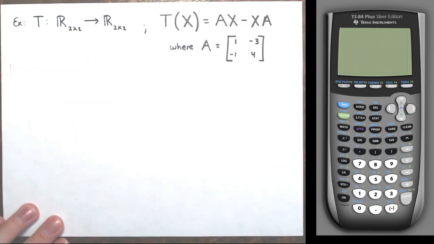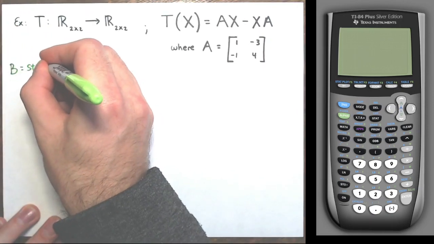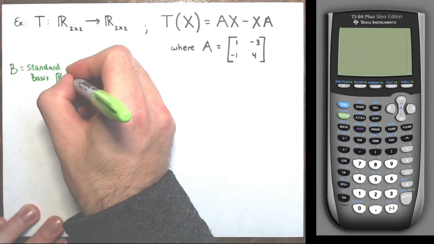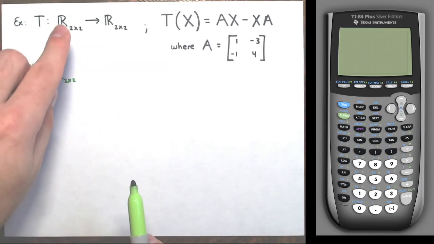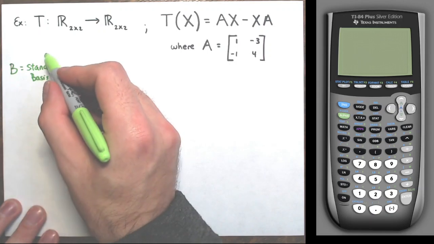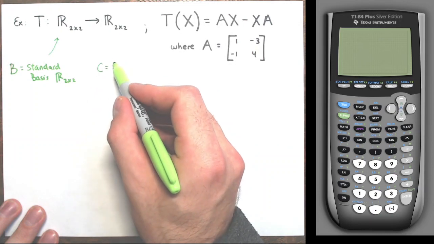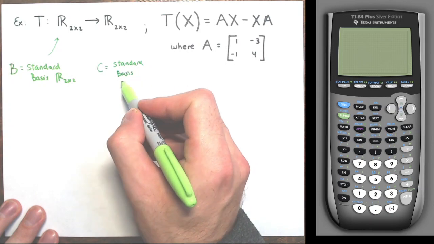So I'm going to let B be the standard basis of R 2 by 2. Remember, I put this up in other videos. This is dimension 4, so the standard basis has 4 matrices, and they're all those 2 by 2 matrices where exactly one entry is a 1 and the others are zeros. That'll be for the domain R 2 by 2, and then C also is going to be the standard basis for R 2 by 2.